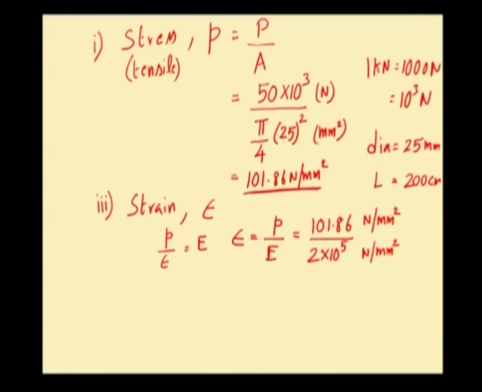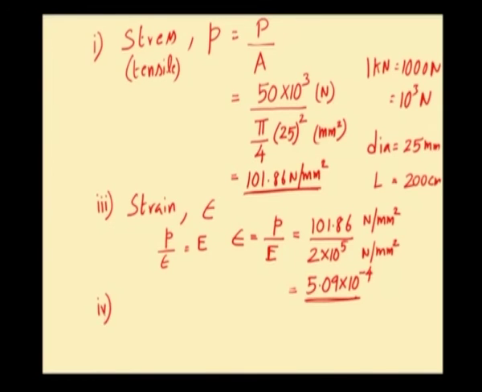Always we should check whether we have used appropriate units. The numerator and denominator here should have the same units. It should be substituted in the same units. So, strain will be computed as 5.09 into 10 power minus 4. It does not have any unit.